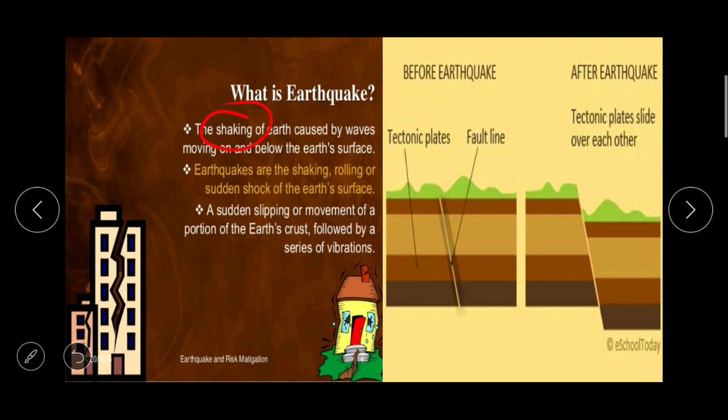Now here you can see the tectonic plate and fault line before the earthquake, and what happened exactly after the earthquake. Here tectonic plates slide over each other. So in short, an earthquake is nothing but the trembling of the earth's surface, or vibration, or shaking of the earth.